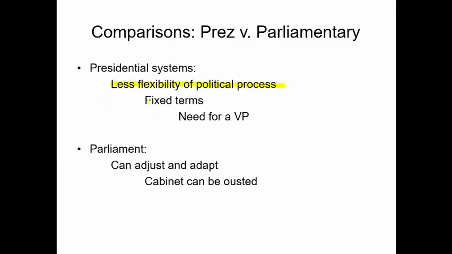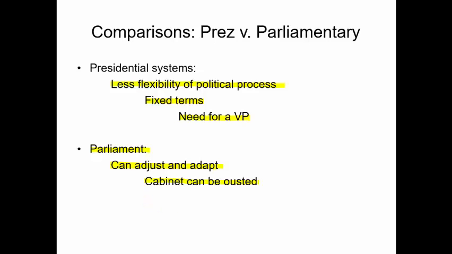The president has fixed terms. We have a need for a vice president in our system because of the importance and the power of the president, the void cannot be there, whereas in the parliament, they can adapt, they can adjust. The prime minister can come out of the majority party. You're actually voting for the party. You're not voting for the prime minister. The prime minister comes out of that ruling coalition. So we have more ability to adjust and adapt, more flexibility in the parliament.